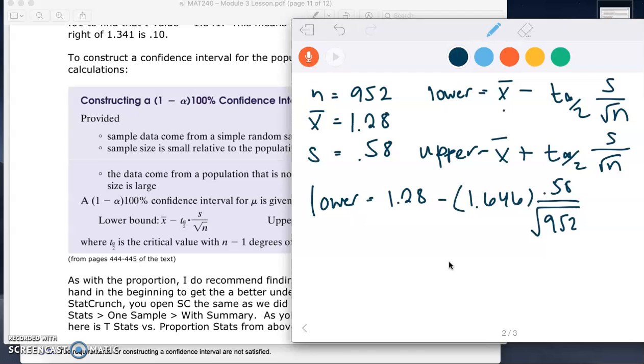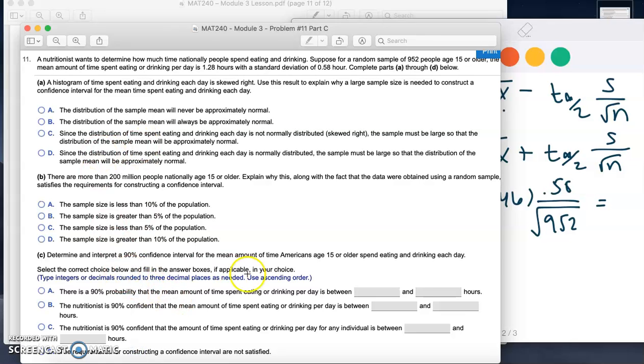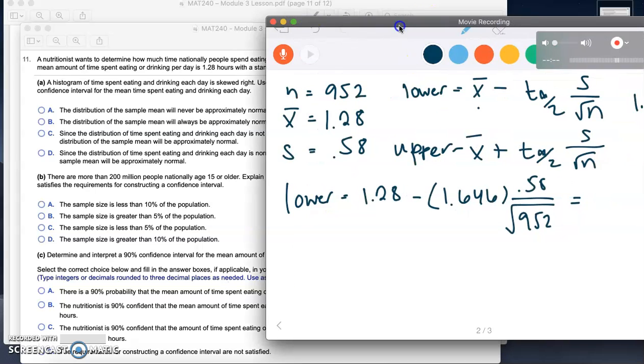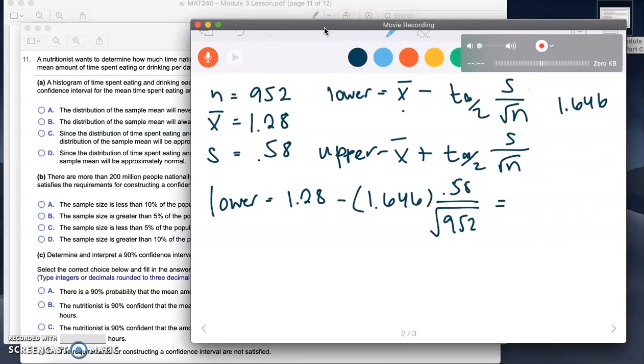Now I'm going to just plug that into my calculator. And we get, and it says here in our problem to round to 3 decimals. I remember seeing that over here. Yeah, round to 3 decimals. And so we get, let me move this over also so you can see a little bit better. Sorry about that. We have 1.249. So that's our lower limit.